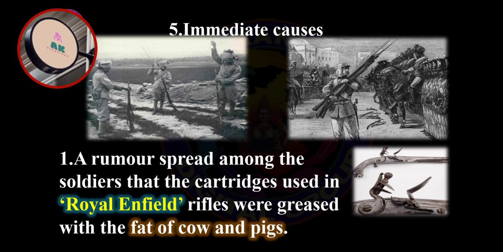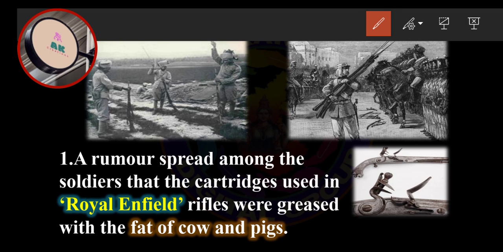So the rumor spread among the soldiers that the cartridges used in Royal Enfield rifles were greased with the fat of cow and pigs. So in this point what you have to learn is important: Royal Enfield, and fat of cow and pig. I told you the example of religion. If we say anything bad to another religion, obviously they will come for the fight. So here also the same thing happened.